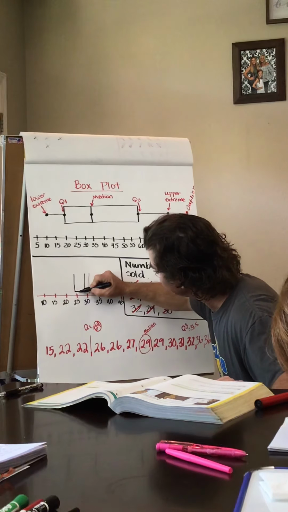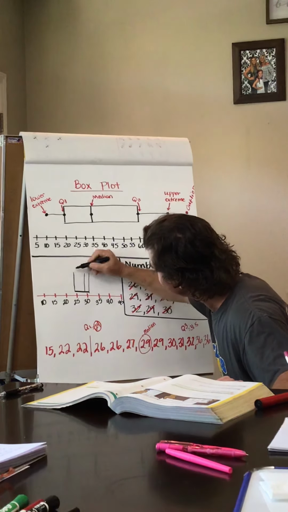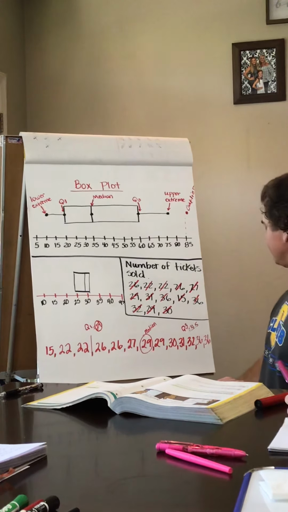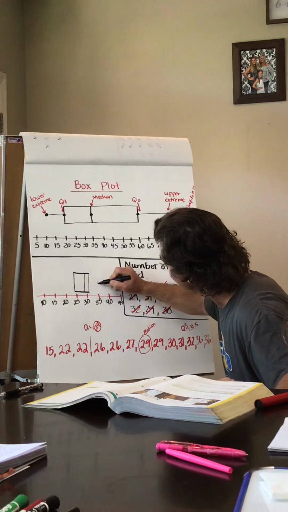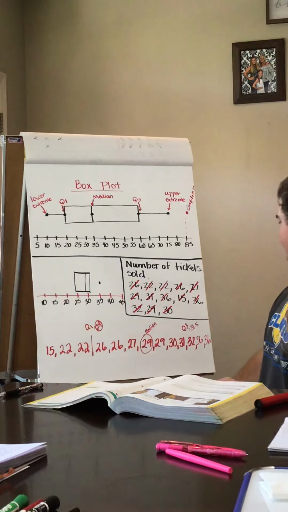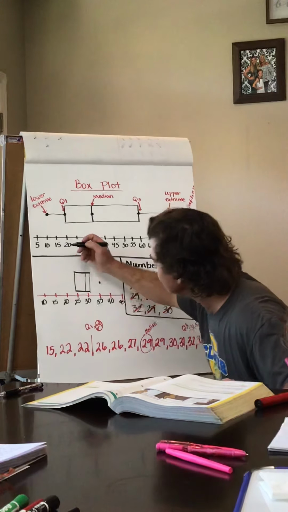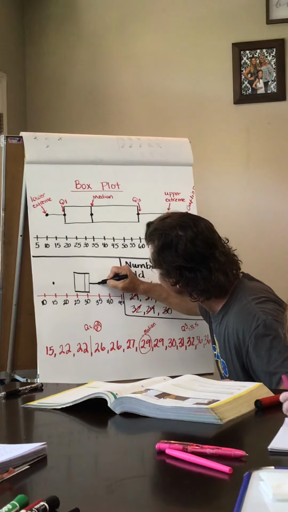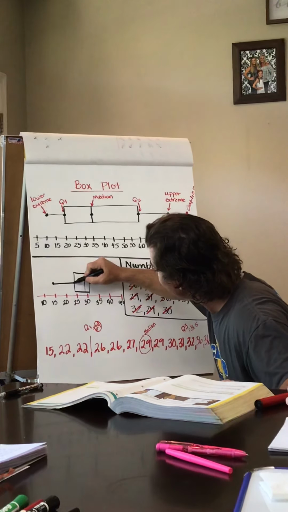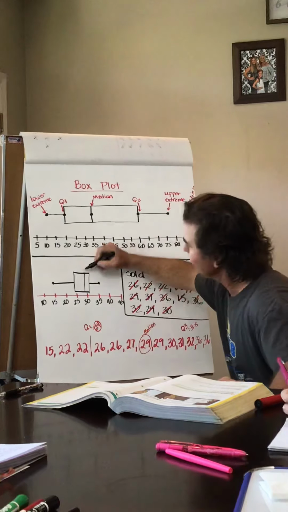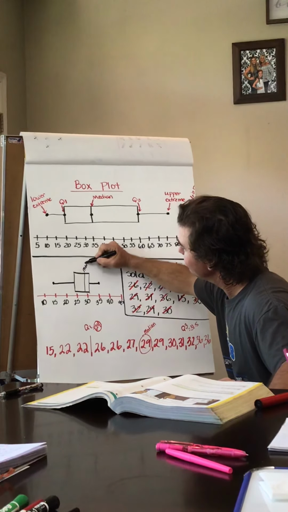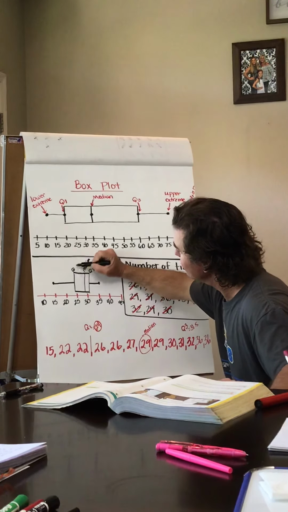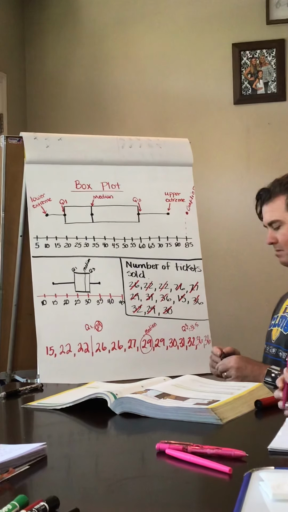So now I gotta make this nice looking box here. Okay, like that. My whisker is to 36. I'll put a dot right here at 36. And then my other whisker is to 15. I'll put a dot right here on 15. I'll connect those. Okay, now remember, this line is your median. This line, quartile 3. This line, quartile 1. Okay?